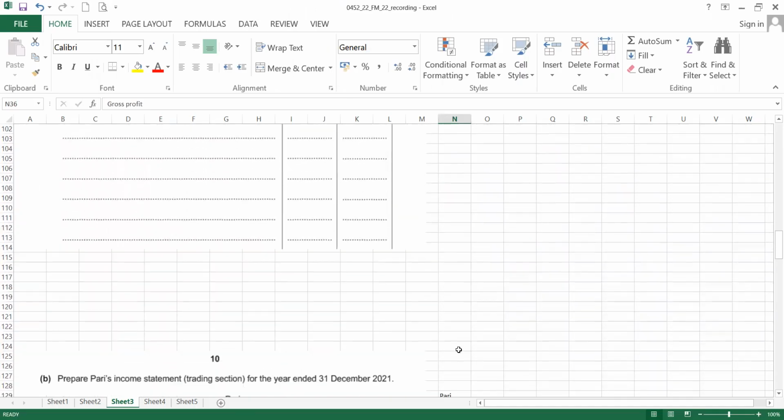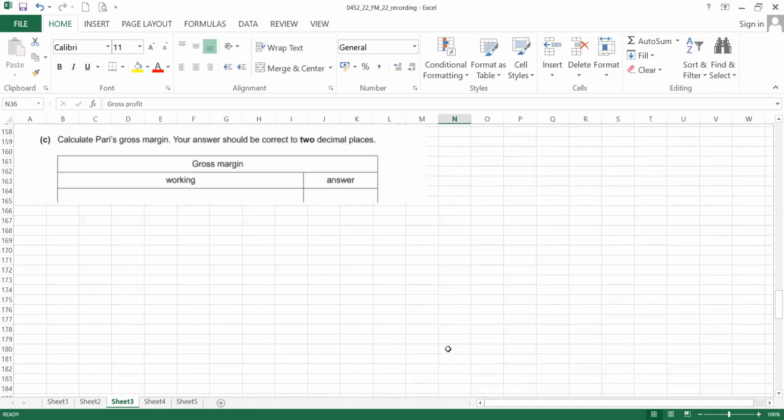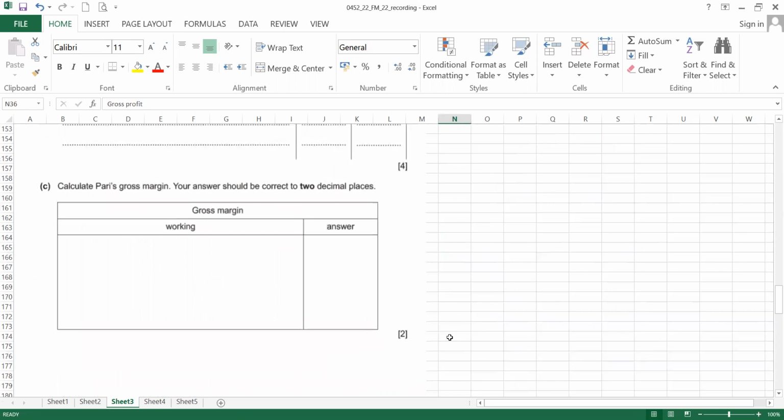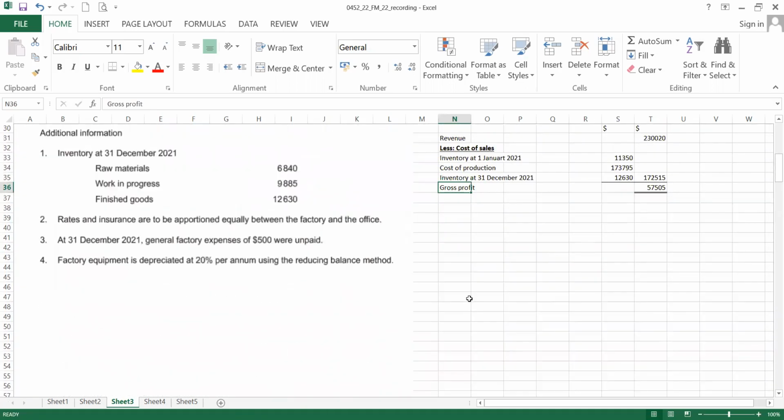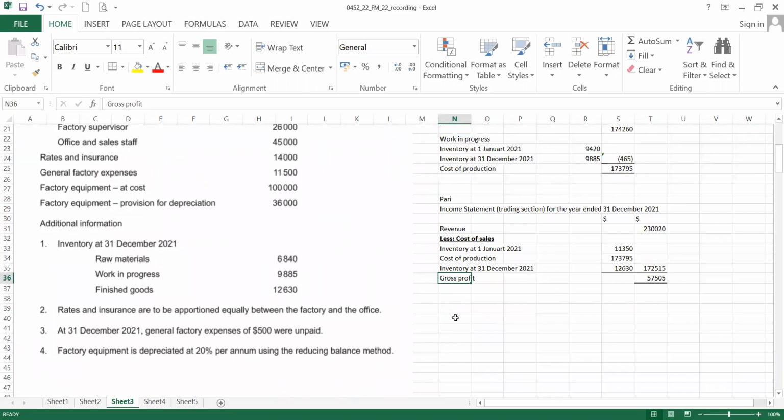Okay, now next, they ask us to calculate Ari's gross profit margin. Your answer should be correct to 2 decimal places. So let's see. Okay, number 3, to calculate the gross profit margin. This is for part C. Gross margin. So for gross margin, we take gross profit divided by revenue times 100%. So this is what we have.